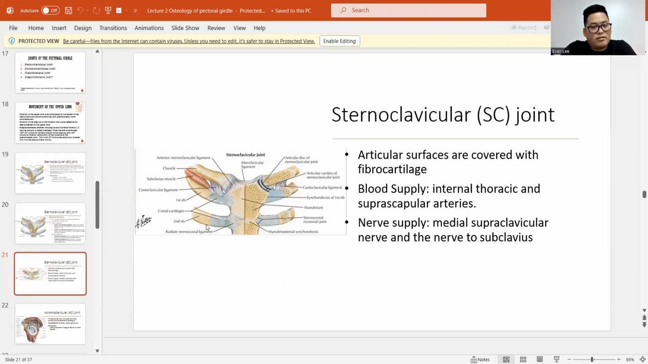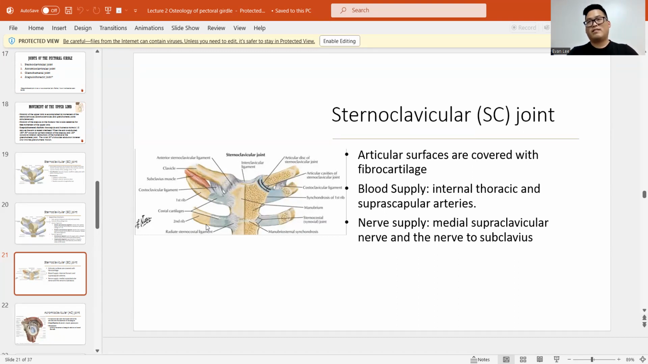So as usual, this is going to be surrounded by a joint capsule. It's hopefully going to be pretty strong, otherwise your shoulder is going to fall off. But it does have a blood supply and a nerve supply, which is from the internal thoracic and suprascapular arteries. So remember, suprascapular means along the top of the scapula. That's right along this area. But then also internal thoracic is an artery that's going to be running right along the back of the sternum.